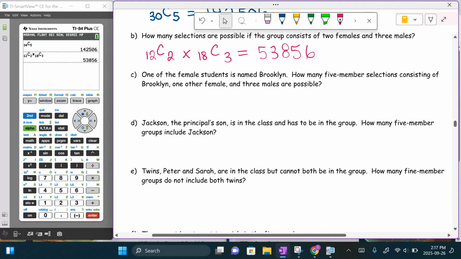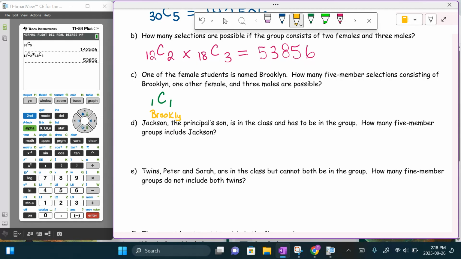All right, so next scenario. One of the females is named Brooklyn. How many 5-member selections consisting of Brooklyn, 1 other female, and 3 males are possible? Are we still making a group of 5? Yes. Not that you have to write this down, but I'm going to: what guarantees Brooklyn, if I wrote it as a symbol or a notation? 1 choose 1. Do you think on the diploma they'll write the 1 choose 1? Probably not. But I like writing it just so you can see that right there represents Brooklyn.